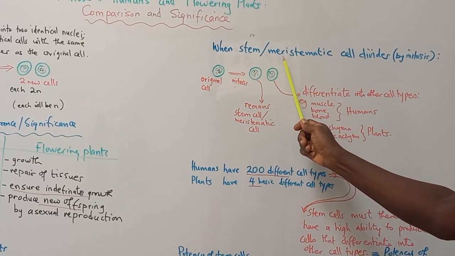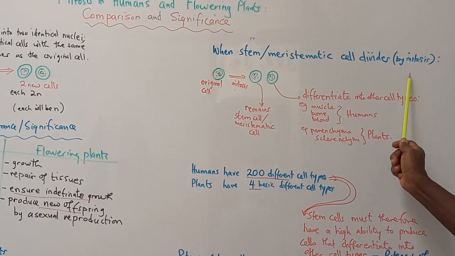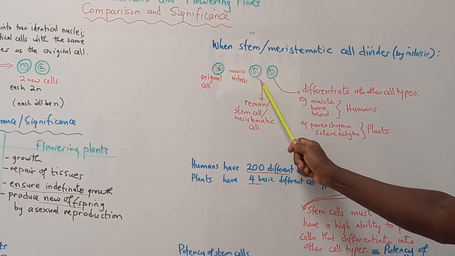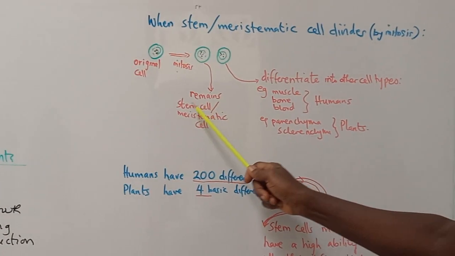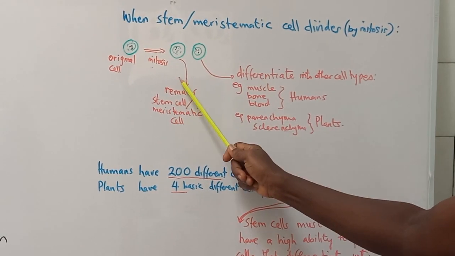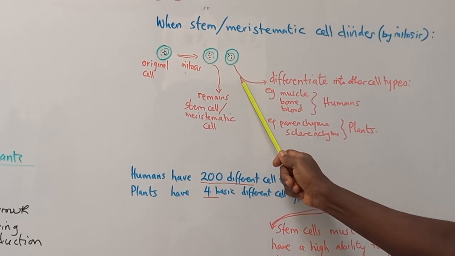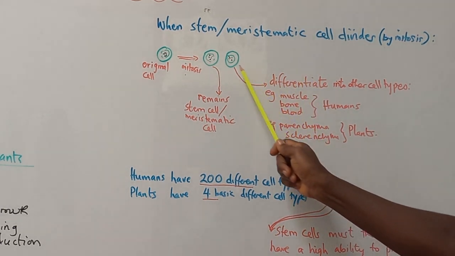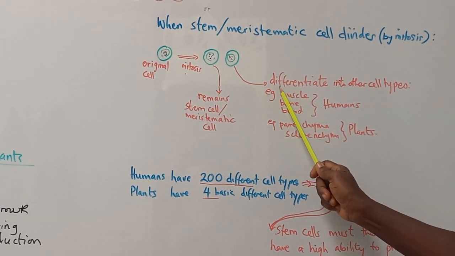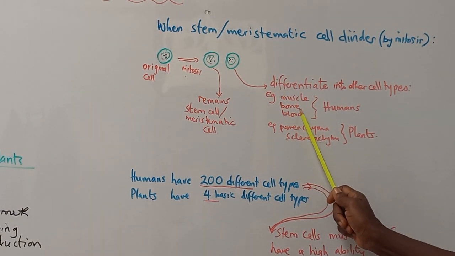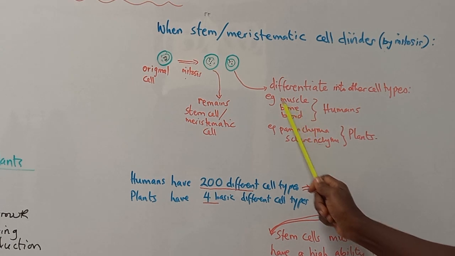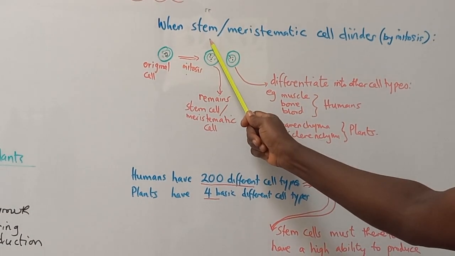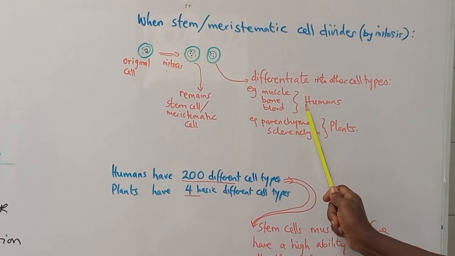Now, when stem cells or meristematic cells divide by mitosis, some of the cells remain stem cells or meristematic cells to keep on dividing. But then some of the cells differentiate into other cell types. In humans, the cell differentiates, that is, changes shape and internal structures to look like another cell. So it differentiates, it changes. And cells that differentiate into other cells lose their ability as stem cells or meristematic cells. They lose the ability to divide.